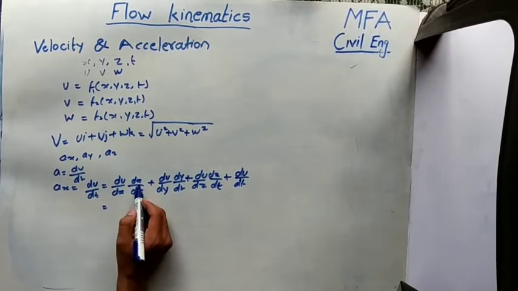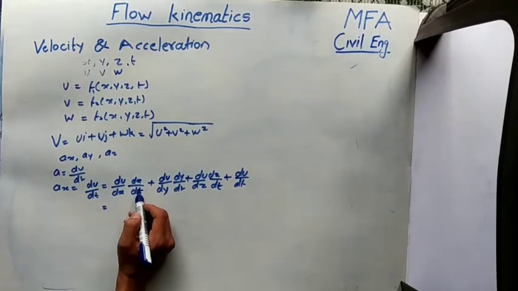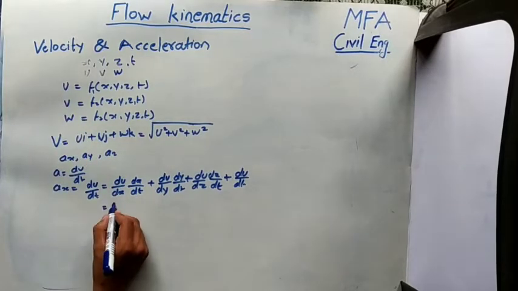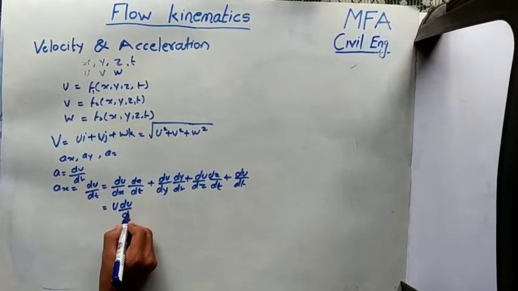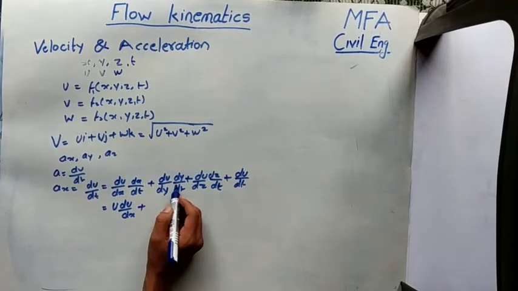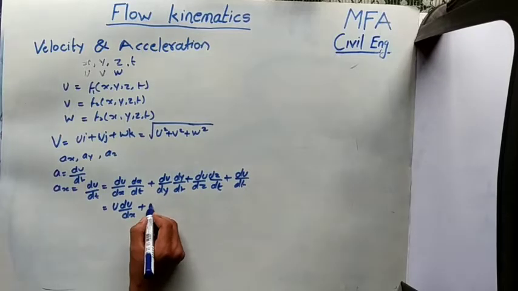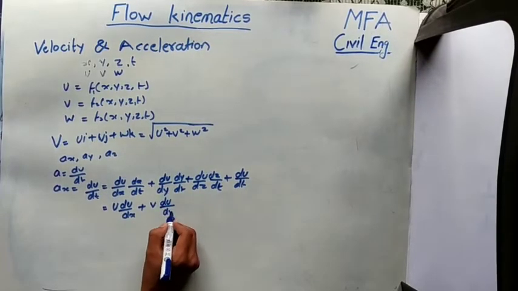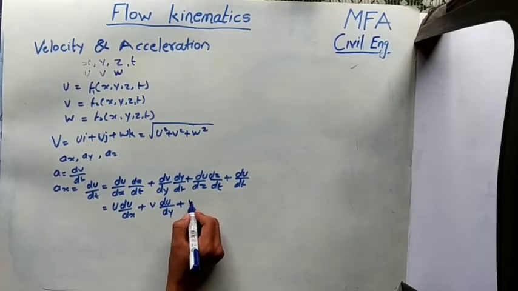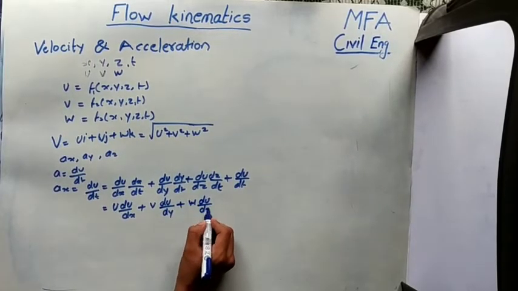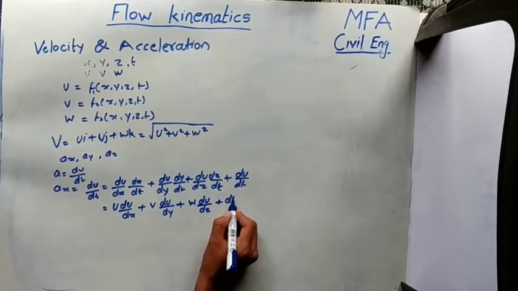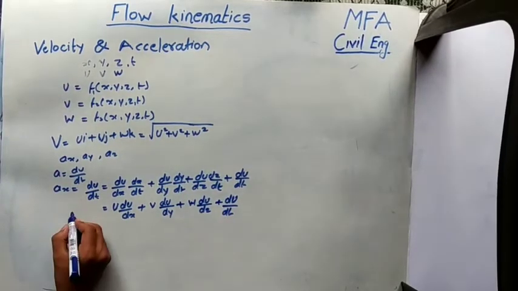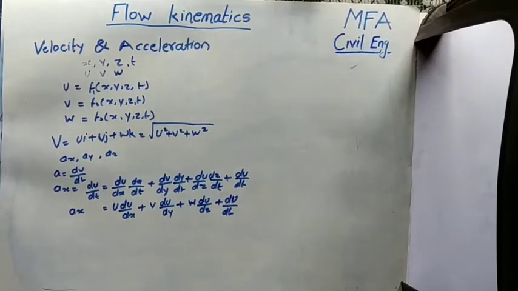Now the value of dx by dt means the distance in the x direction with respect to time, which is equal to the velocity in the x direction, u. It can be written as u into du by dx plus dy by dt, that is the distance in the y direction divided by time, which is equal to v, the velocity in the y direction, into du by dy, plus similarly w into du by dz plus du by dt. This is the acceleration component in the x direction.